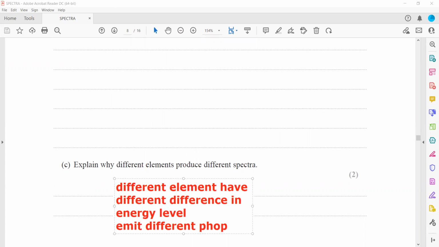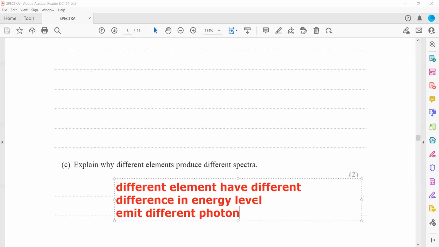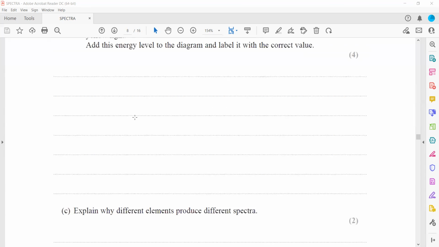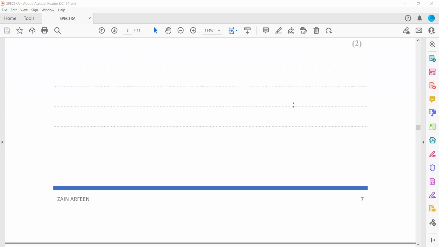So this answer has a lot of scope, because different elements have differences in the energy level, and because of the difference in energy level there are different energies or frequencies emitted when the electrons are excited. So this was about the spectra. There are more questions, but I will share this with you and you will solve the remaining questions.